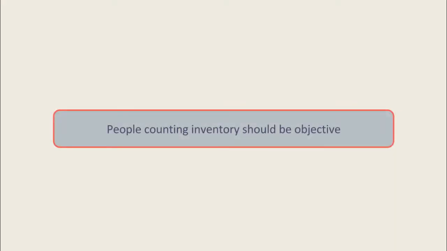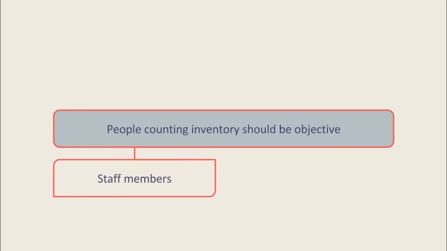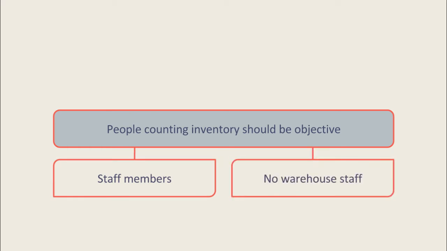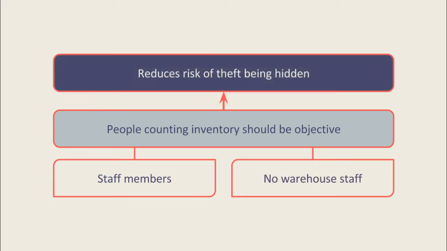The people counting the inventory should be objective. They will be staff members but should not be the warehouse staff. This reduces the risk of theft being hidden by those who are in a position to steal. The counting should be carried out in teams of 2 or more, and the process should be supervised by someone senior, for example the internal audit manager.